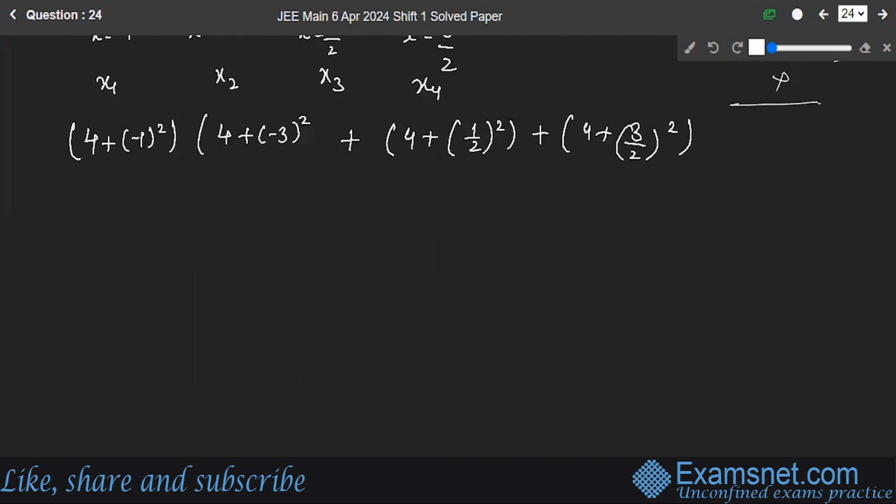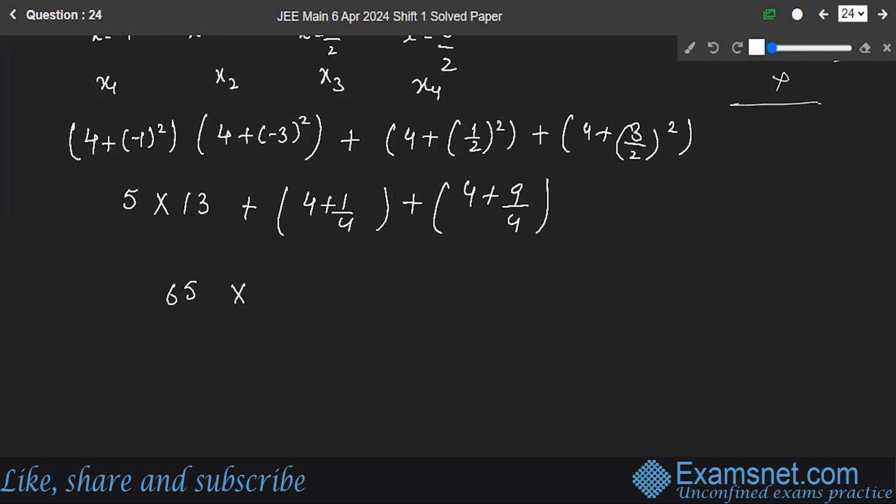Let's solve it. So this is equal to 5, and 9 plus 4, this is equal to 13, plus 4 plus 1 by 4, and 4 plus 9 by 4. So this gives me 5 into 13 into 17 by 4 into 25 by 4. And on solving, this will give you 125 upon 16 m according to the question.